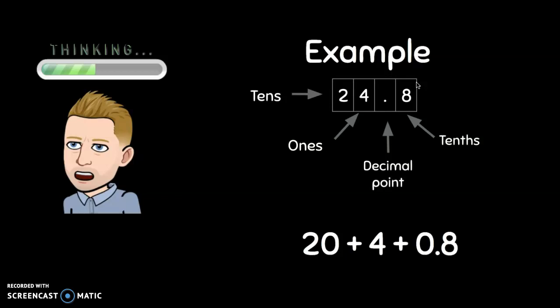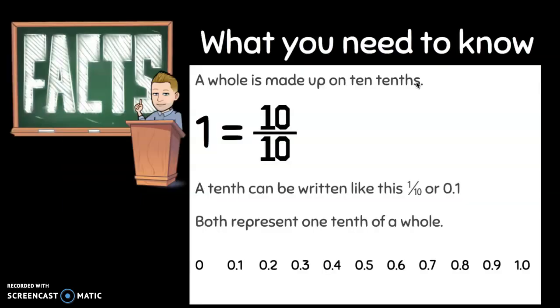So, the total number there on screen is 24.8. We could read that as 2 groups of 10, 4 groups of 1, and 8 tenths. But what is a tenth? Well, what you need to know. One whole is actually made up of 10 tenths. A tenth can be written like this, 1 over 10 or 0.1. Both those represent 1/10 of a whole. Now, imagine a whole being split up into 10 equal parts. A tenth is one of those equal parts.